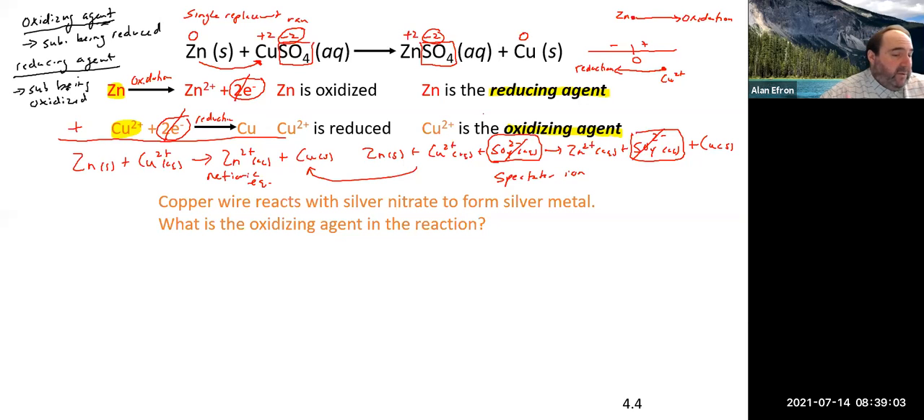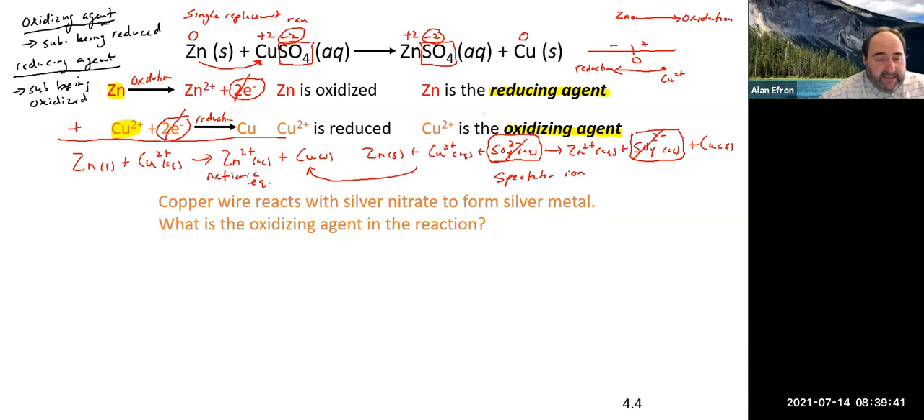Vice versa for our reducing agent. In order for it to be oxidized, it has to give away electrons. Because oxidation and reduction always occur together, when it gives away those electrons as it's being oxidized, it is going to cause somebody else to be reduced. So again, the oxidizing agent is the guy that's being reduced. The reducing agent is the guy that is being oxidized. And again, that is something different than being asked what is being oxidized and what is being reduced.